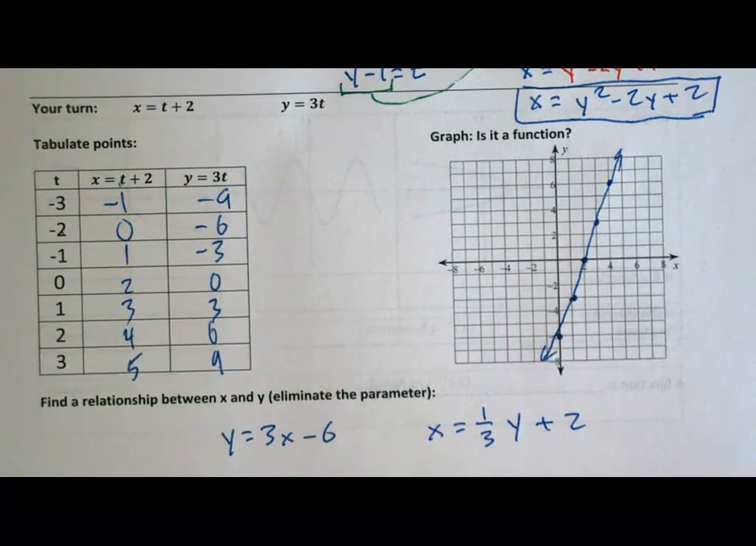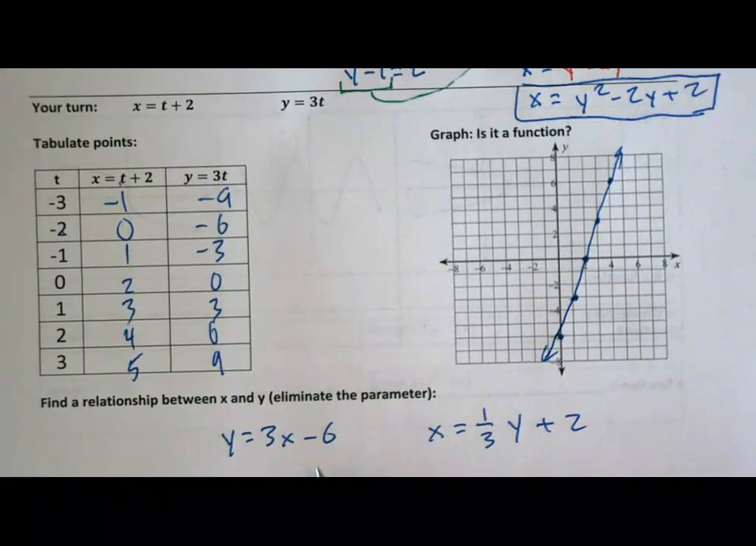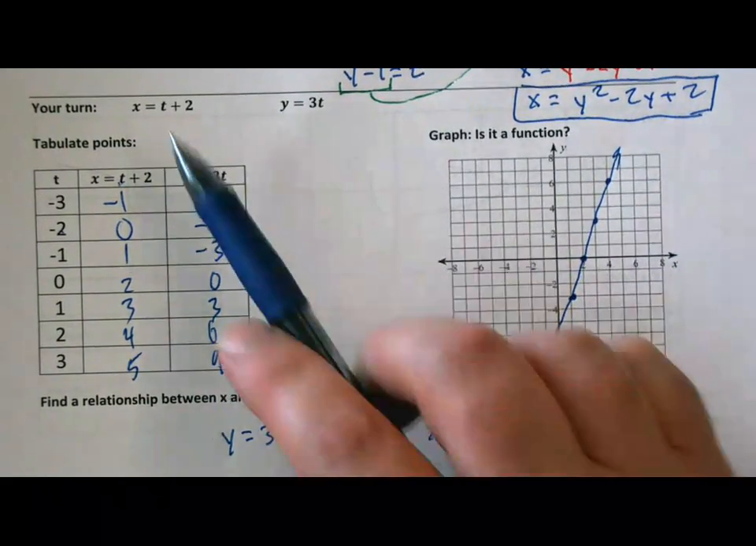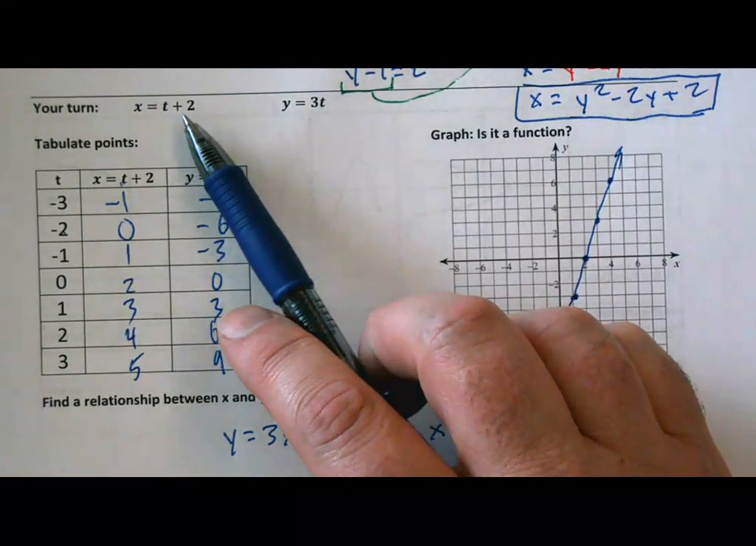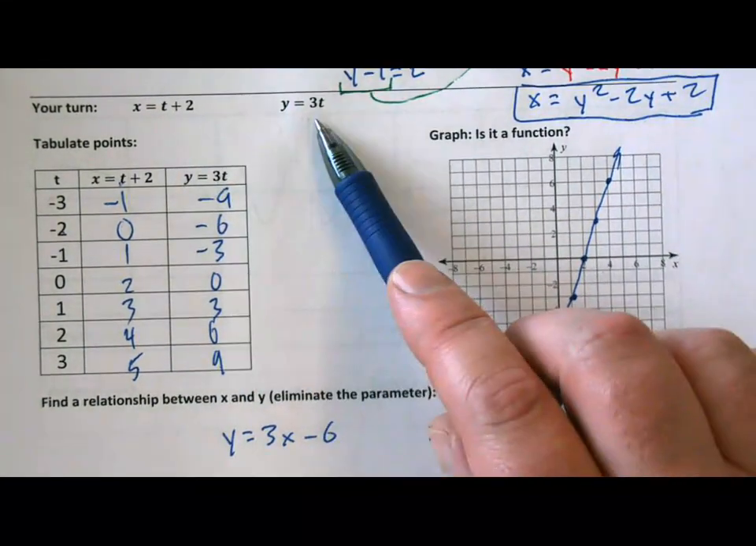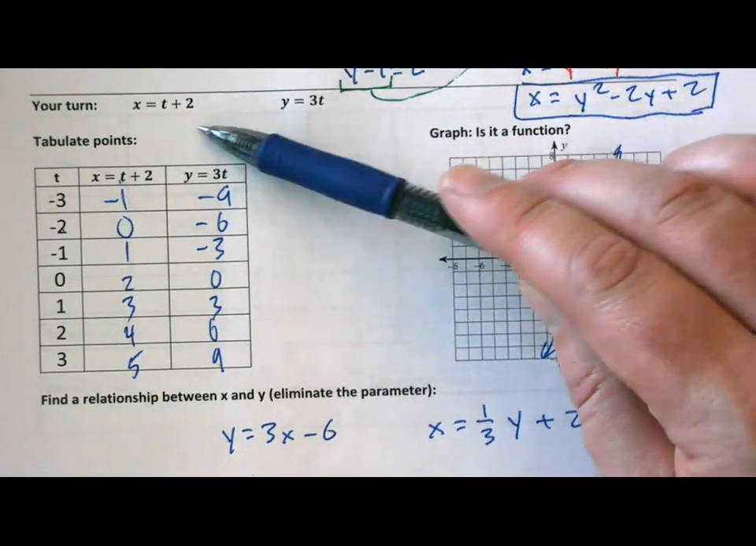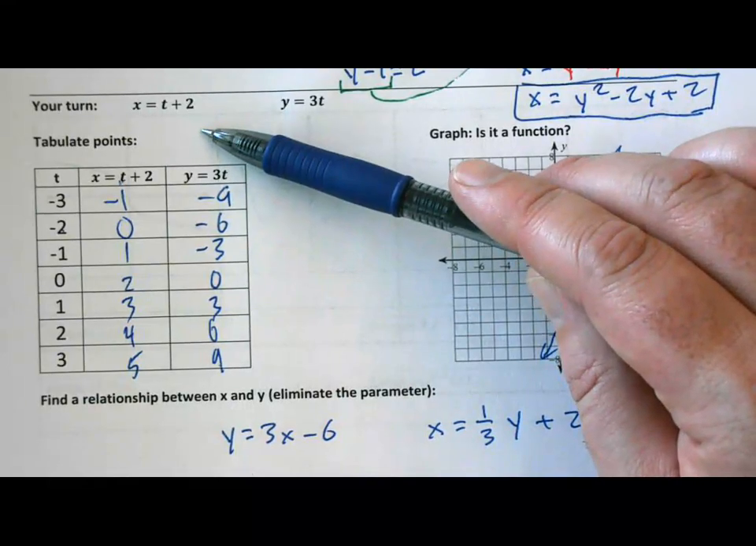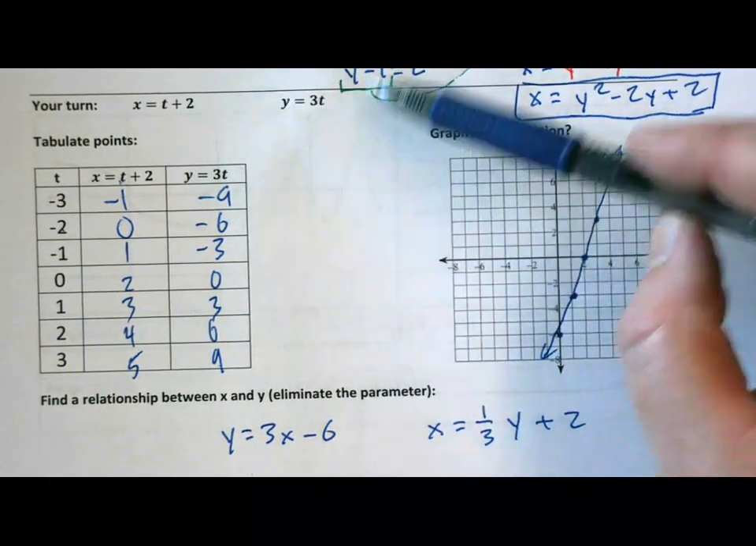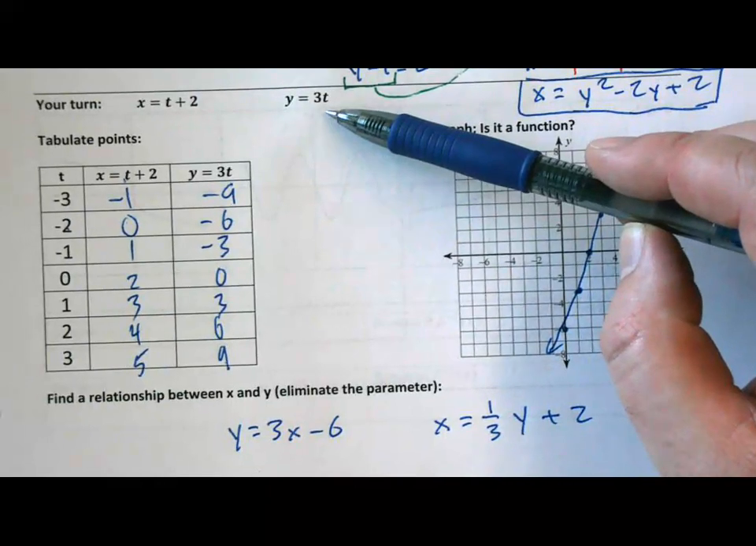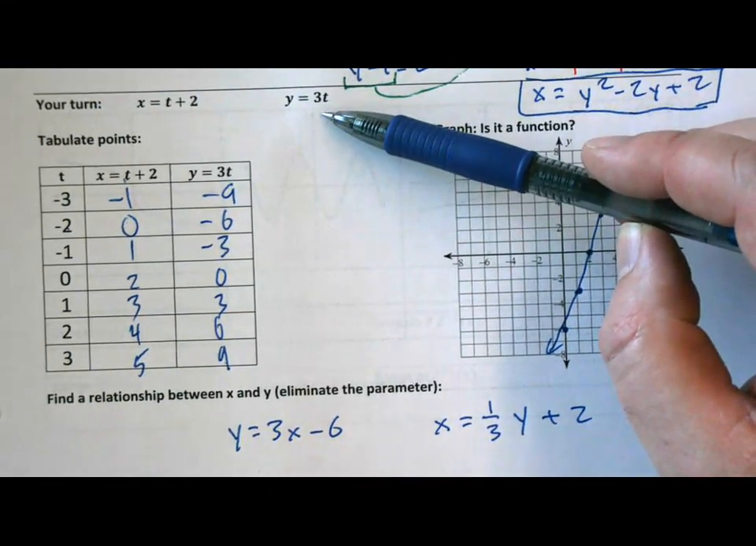And then these 2 answers, you would have probably only gotten one of these depending on whether you chose to isolate t in the x equation or isolate t in the y equation. I think most of you probably isolated t in the x equation because you'd rather subtract something from both sides than create fractions. Smart move. Me too.